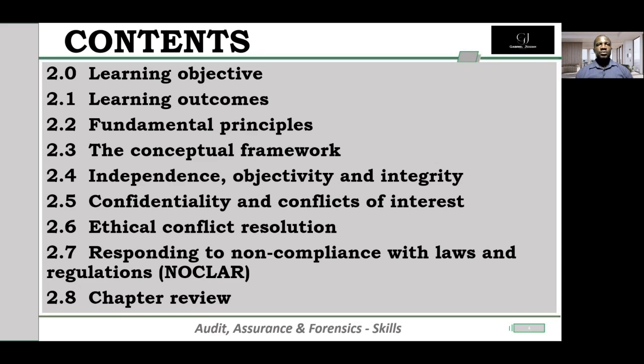We will discuss ethical conflict resolution, that is what to do when principles clash. And finally, we'll cover NOCLA, which is responding to non-compliance with laws and regulations, which is one of the most important and practical areas you will encounter.